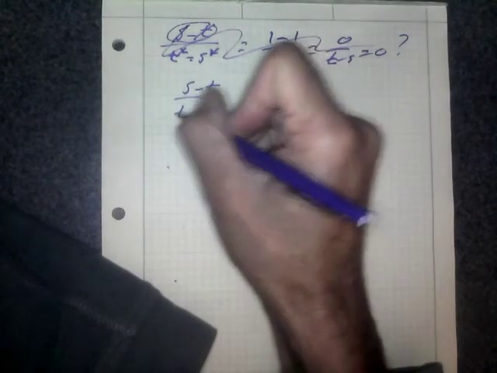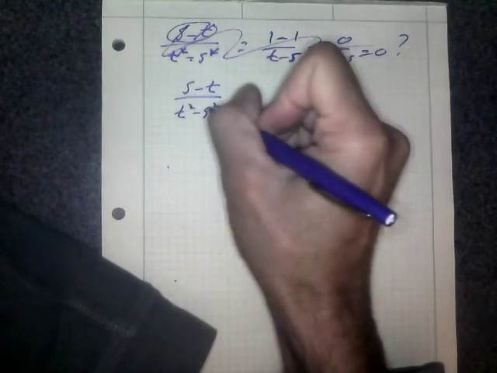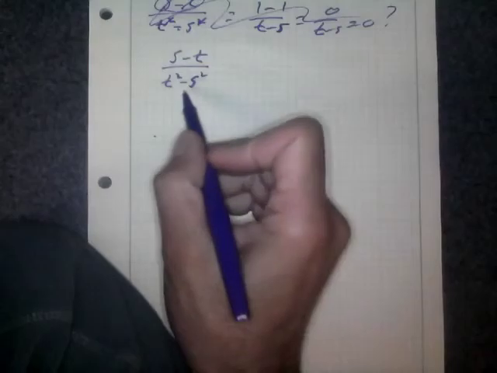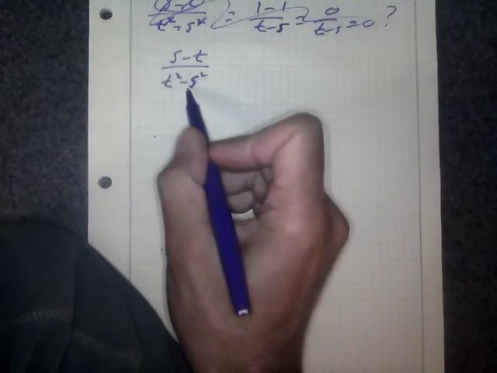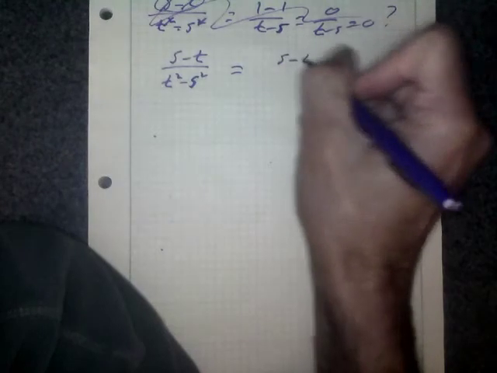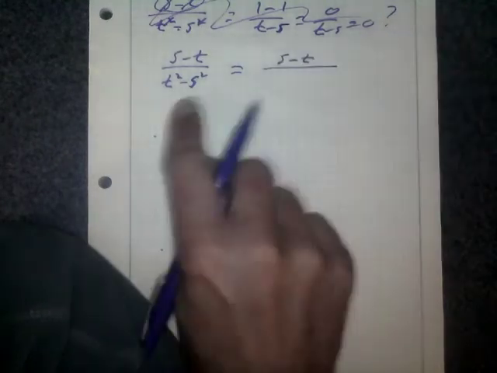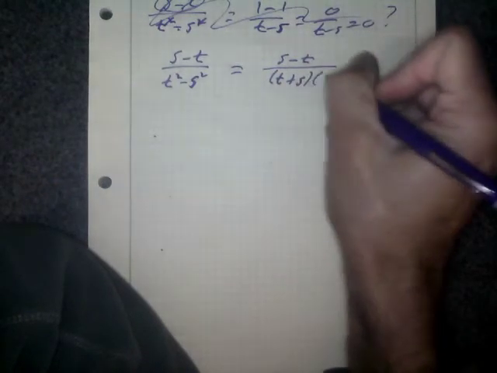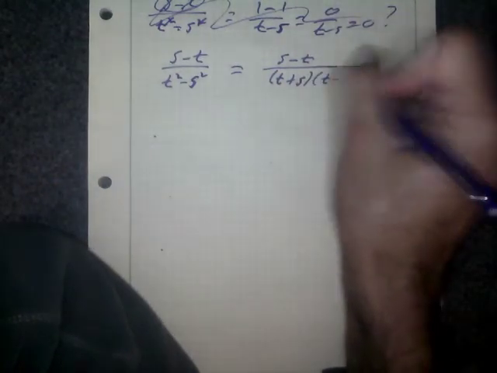So s minus t over t squared minus s squared. The problem is asking you to simplify this. So we have to start recognizing some patterns. A lot of these simplifications are about recognizing patterns. And I see a difference of two squares in the bottom of this fraction, so let's see if we can rewrite that. There really isn't much I can do with this numerator, except write it as s minus t. And if I factor this, the difference of two squares, it is going to be t plus s times the quantity t minus s.